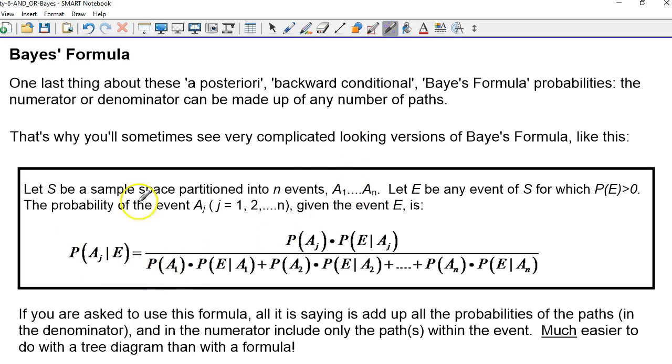So when you see this in a textbook, it'll say something like this: let S be the sample space partitioned into n events, A1 through An. Let E be any event of S where the probability is not zero. The probability of any event given the event E, the conditional probability, is the sum of all the paths in the denominator, and there can be many paths. And then on the top, it's all of the paths that lead through the event that you're considering. So if you're asked to use this formula, all it's saying is add up the probability of all the paths in the denominator, and in the numerator include only the paths within the event. But you can see it's much easier to do this with a tree diagram than it is with the formula. So we'll always do problems with the tree diagram.